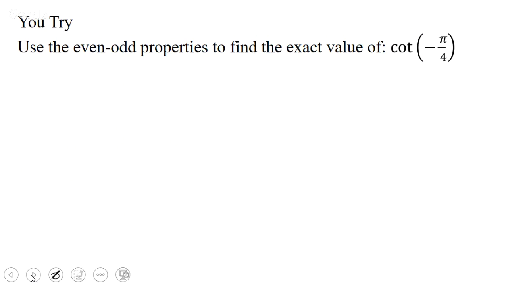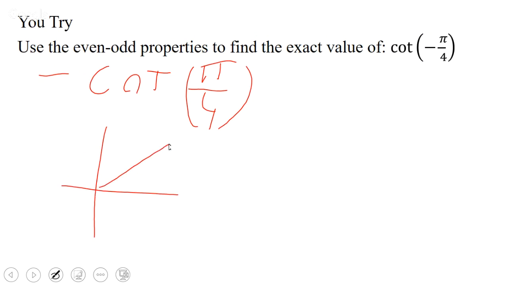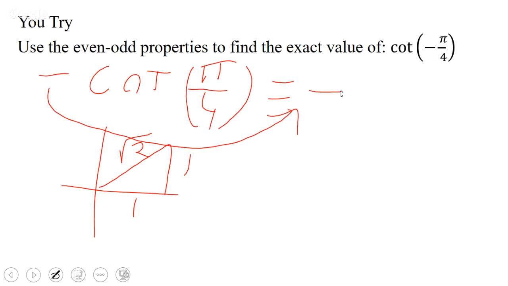Cotangent. Cotangent's odd, so I bring the negative on the outside. So pi over 4, that's in the first quadrant. It's a 1, 1, square root of 2 triangle. Pi over 4 is 45 degrees. So cotangent is the reciprocal of tangent, which is opposite over adjacent. So cotangent is adjacent over opposite. So I bring that negative around, and it's going to be 1 over 1, which is negative 1.